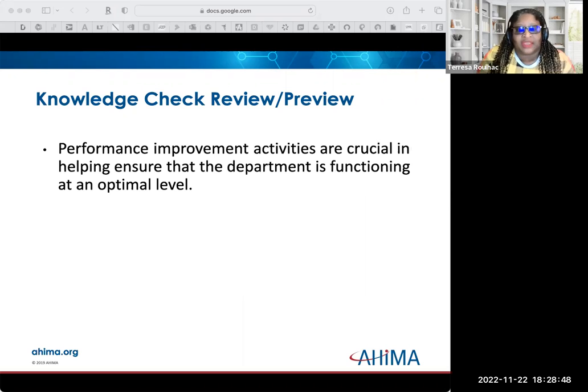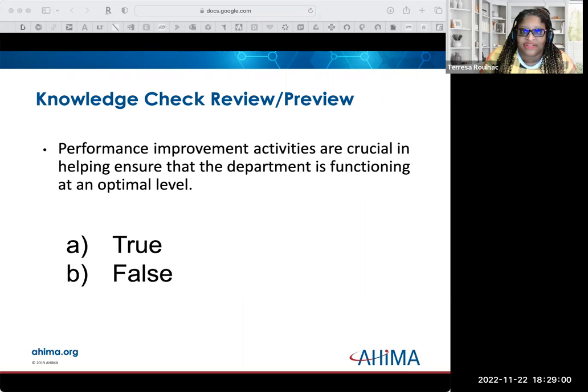And performance improvement activities are crucial in helping ensure that the department is functioning at optimal level. So it's kind of a breather, true or false. Performance improvement activities are crucial in helping ensure that the department is functioning at optimal level. And hopefully you chose true.